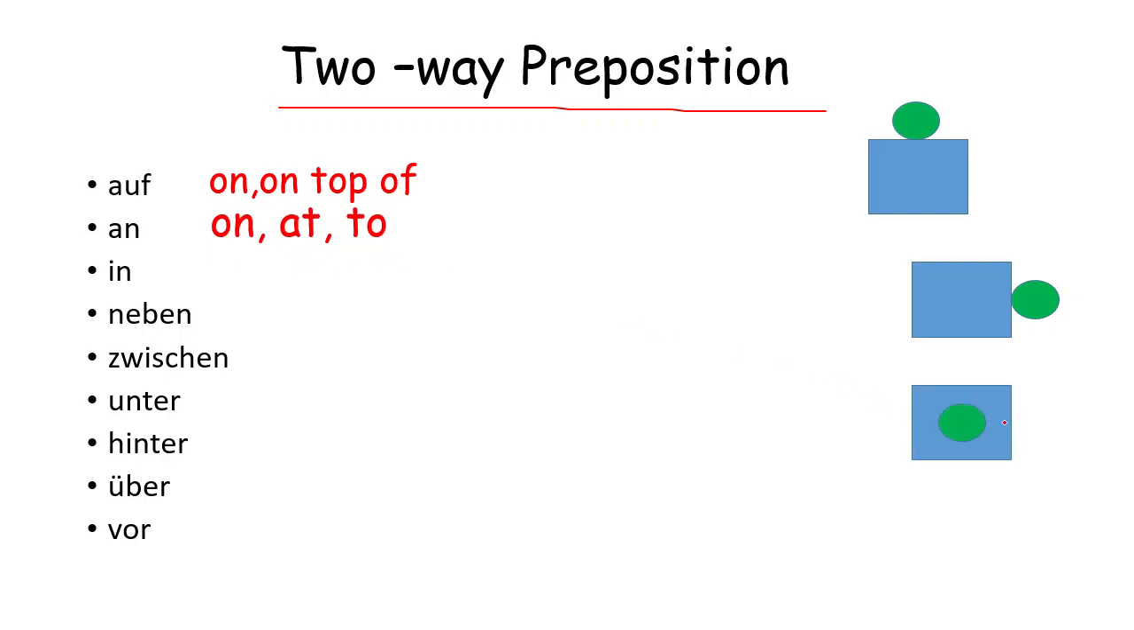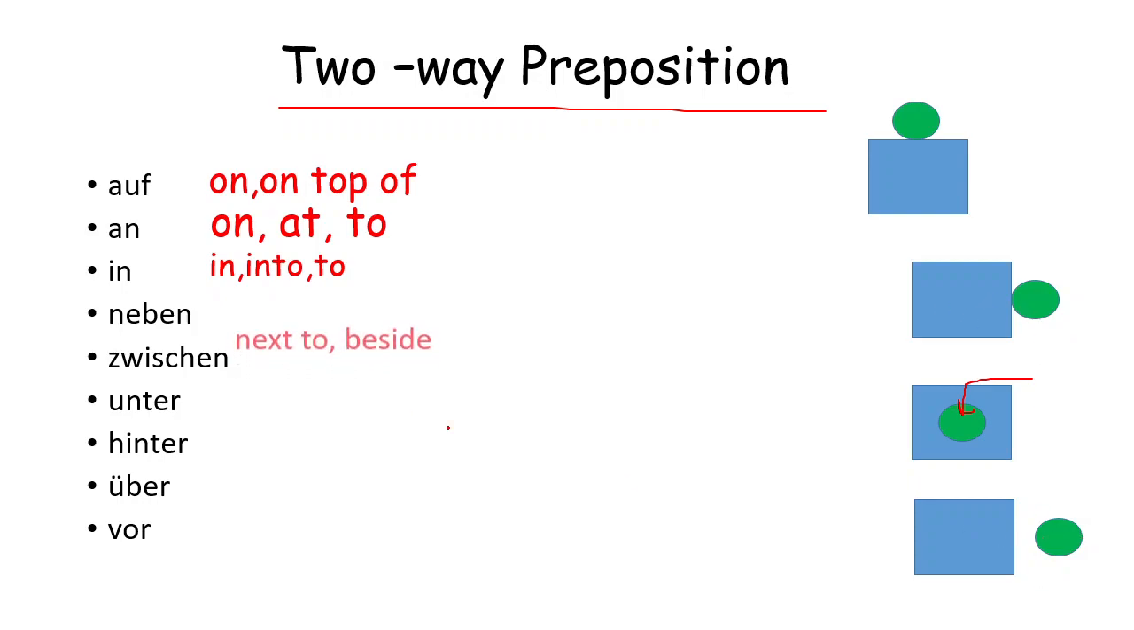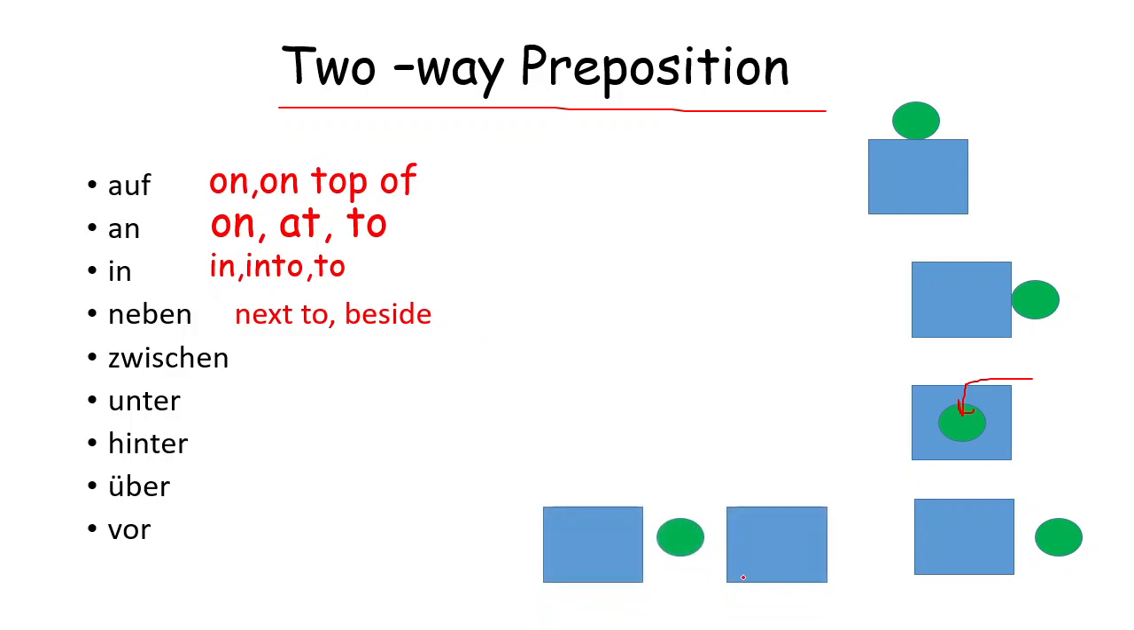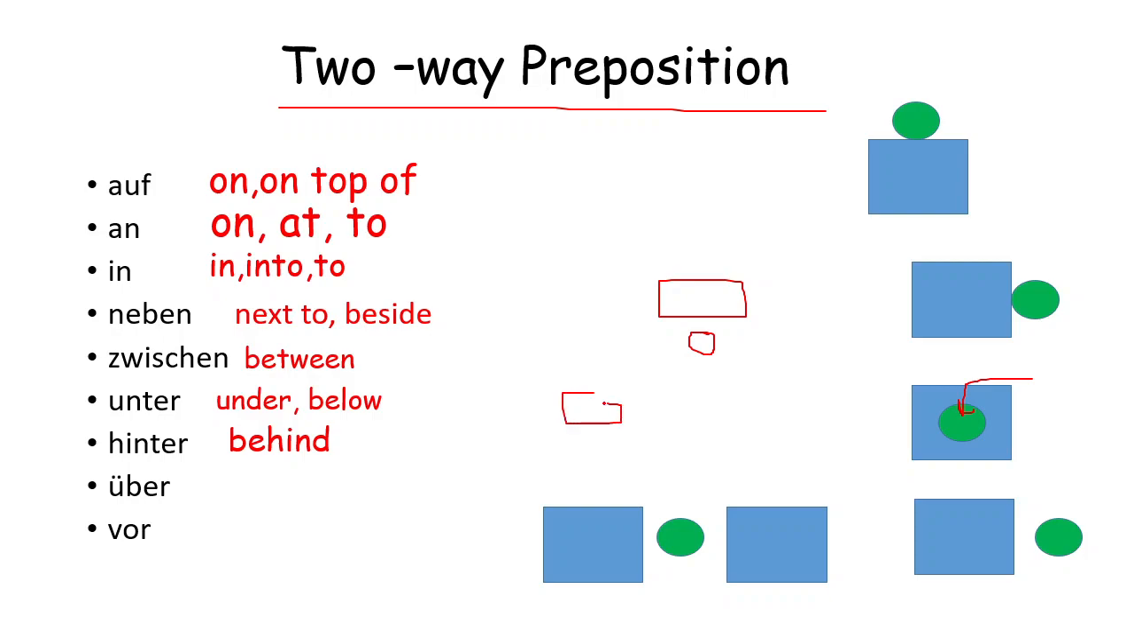In means something is inside something, same as in English, into it. Neben is near. The difference between an and neben is that in an it's touching, and neben is not touching; it means near and beside. Zwischen, between. Unter, under. The box is like this, and this is under it. Hinter, behind. The box is like this, and this is behind it.